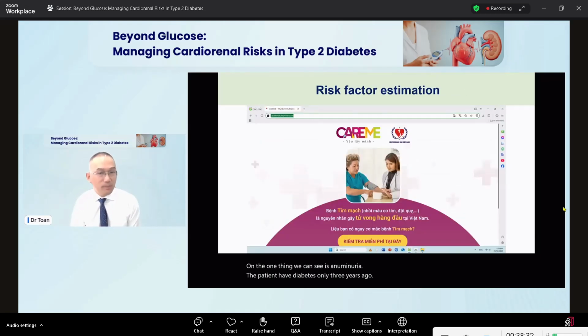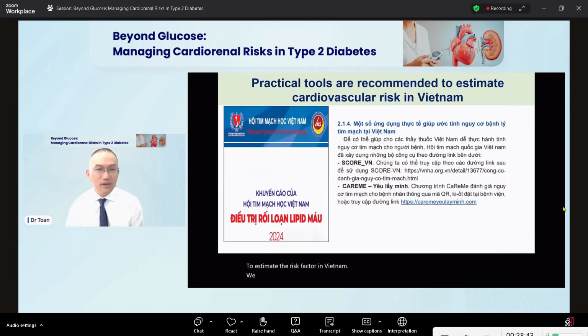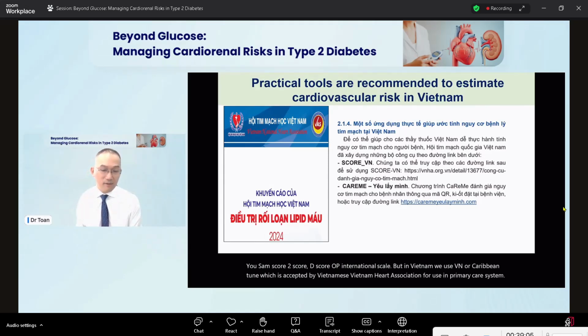Before initiating treatment, we need to assess the patient's risk factors. To estimate the risk factor in Vietnam, we can use SCORE, SCORE2, SCORE-D, or SCORE-OP international scales. But in Vietnam, we use SCORE-VN or the Cardiometabolic tool, which is accepted by the Vietnam Heart Association for use in the primary care system. The risk assessment tool will be presented in detail by Professor An after the presentation.